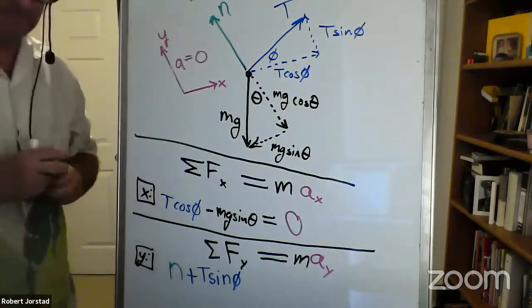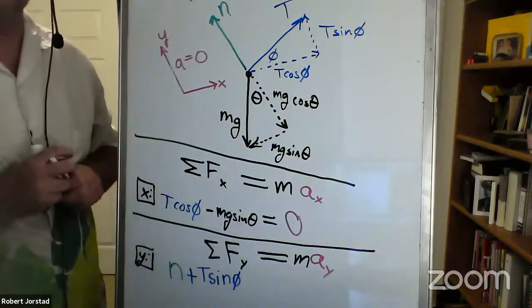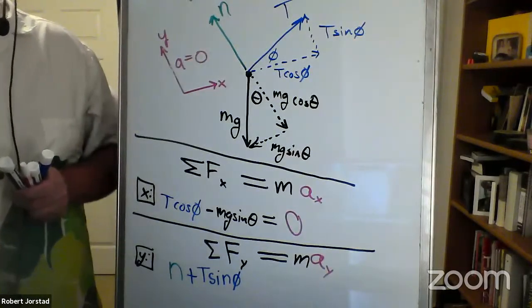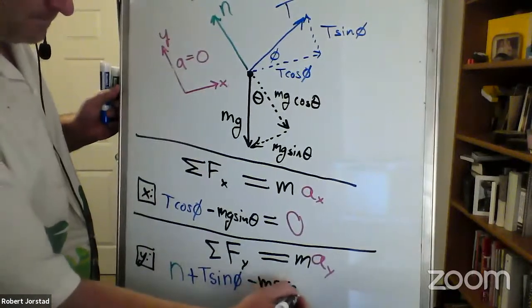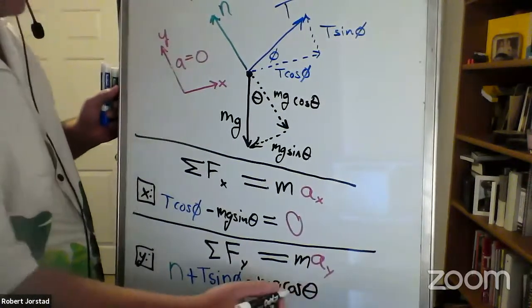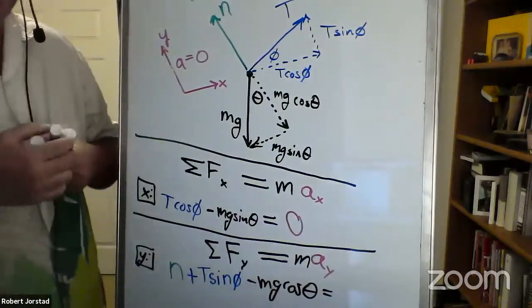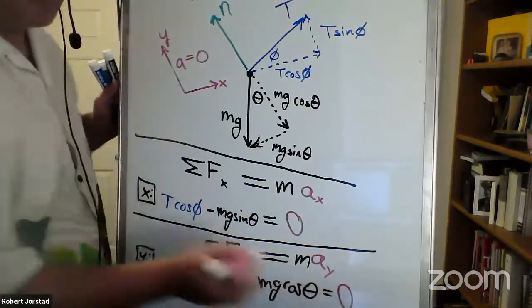Somebody else. What about mg cosine? I agree. Positive or negative? Negative. Nice job. Theta or phi? Theta. Okay, got it. What's that all going to equal in this case? 0. What do you think?